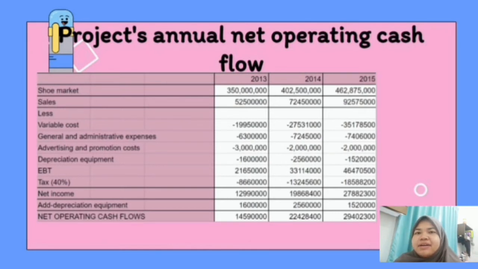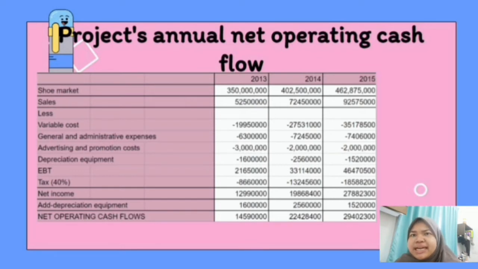For question B, what are the project's annual net operating cash flow? Basically, from this calculation, we can predict the net amount of cash generated from its operating activities. We started with 350 million in 2013 as the projected shoe market and considered all costs, depreciation and tax given, and we get the net income.